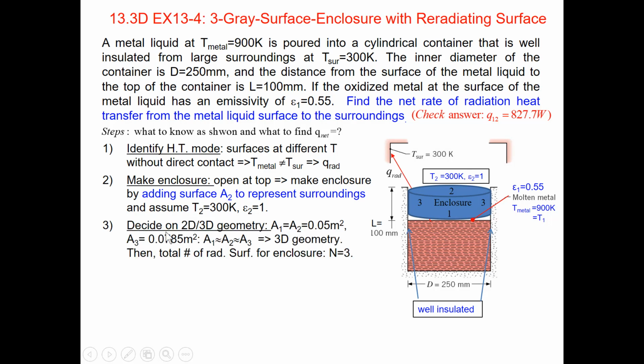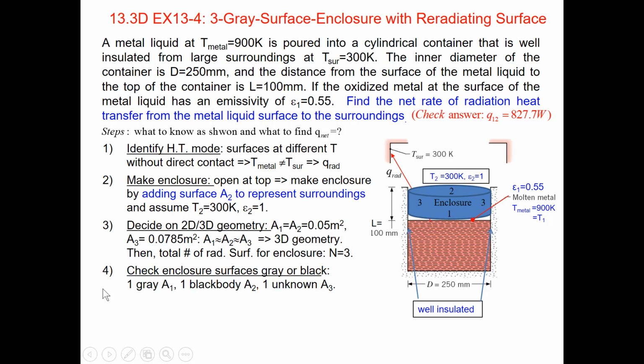Step 3, decide the enclosure geometry on whether it is 2D or 3D. By comparison, A1, A2, A3 are close to each other. Therefore, the geometry is 3-dimensional. Next, we count the total number of radiation surfaces for this enclosure. There are 3 surfaces, A1, A2, A3, and each has its own temperature, T1, T2, T3. Therefore, the total number of radiation surfaces for this enclosure is 3.